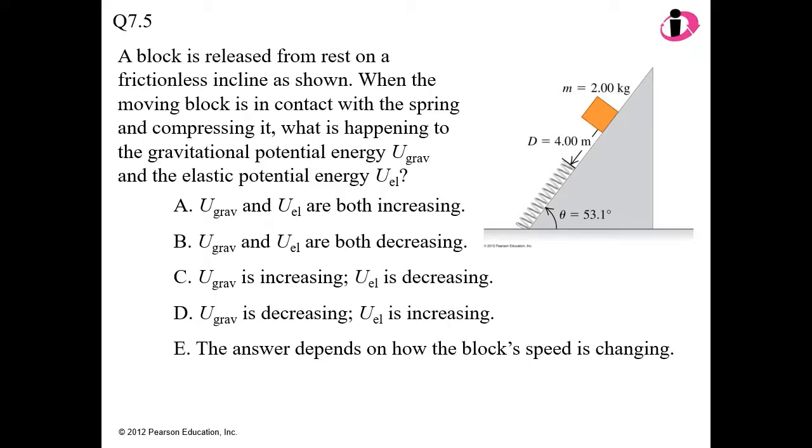What about the spring force? Well, the spring force points up as the spring compresses, and so therefore the spring force is opposite the direction of the motion of the block. So therefore the work done by the spring force is negative, and therefore the spring potential energy is increasing. So the gravitational potential energy is decreasing and U elastic is increasing, so the answer must be D.